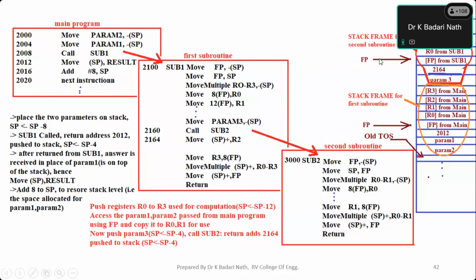You set up the frame pointer to the second stack frame. Now onwards, I can refer to the argument called parameter 3 with reference to what? Frame pointer. Frame pointer plus 8 means what? I'll get the argument which has been passed to the second subroutine.